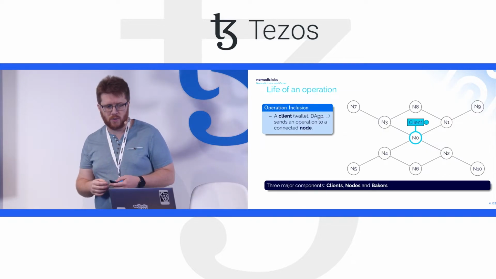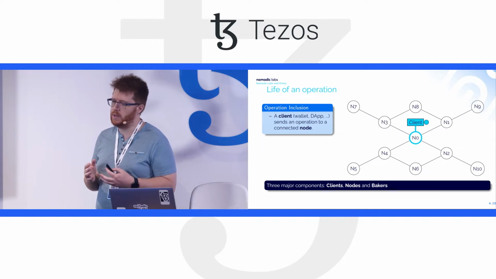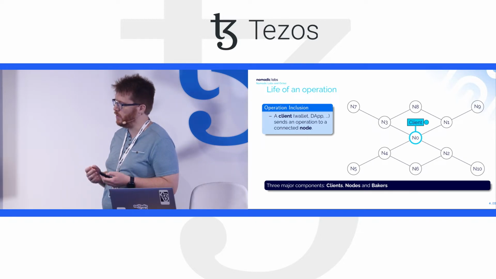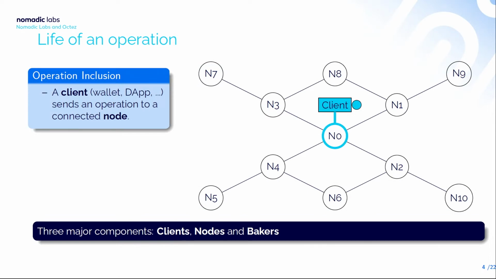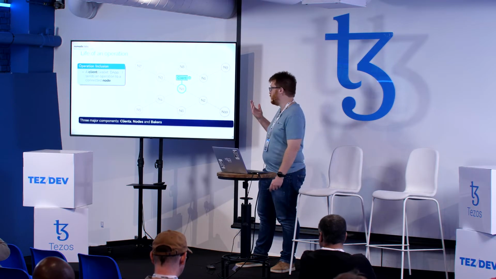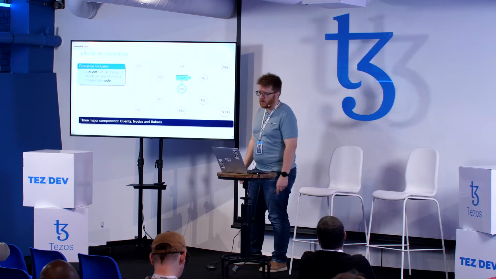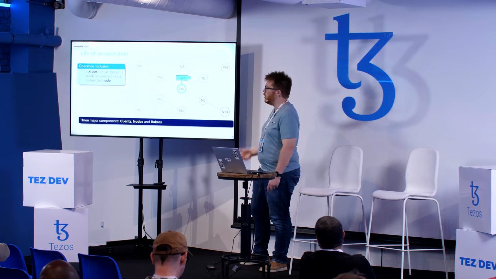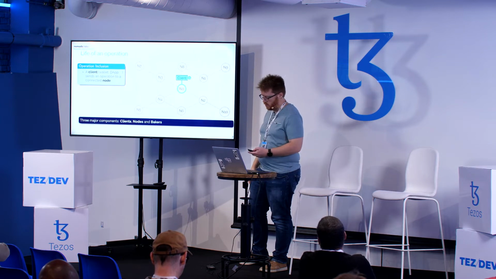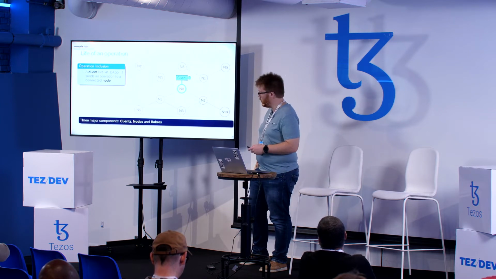Before looking more into Octez, let's look at the behavior of the network and what happens when you want to emit an operation into the network. So first, you start from a client. It can be the Tezos client. It can be a wallet. It can be a dApp. And this client will send an operation to the network by being connected to a node. Here you see the blue circle, that's the operation that the client wants to emit in the network. It emits it into a node.